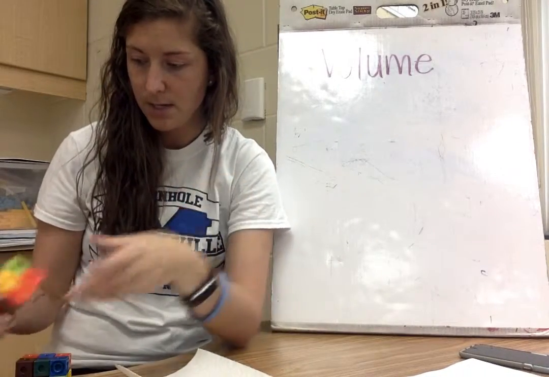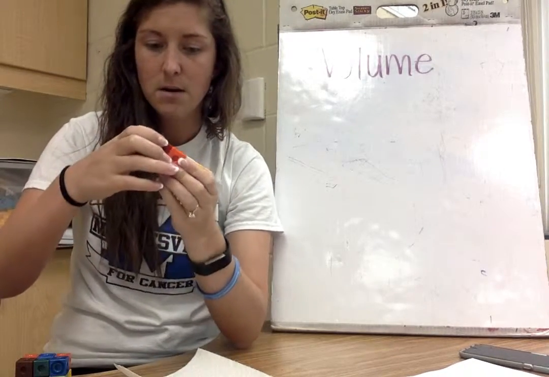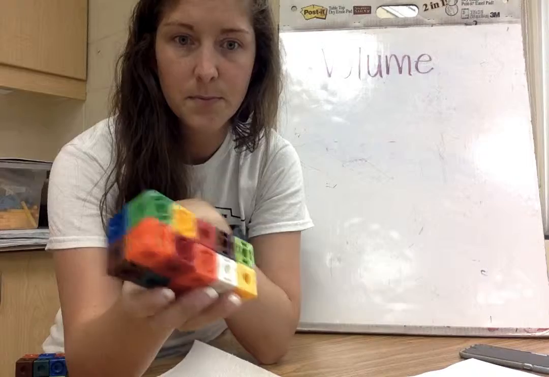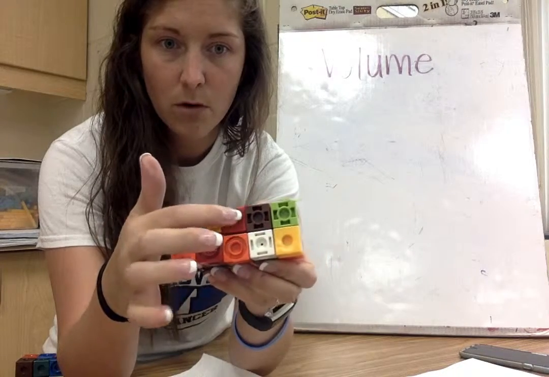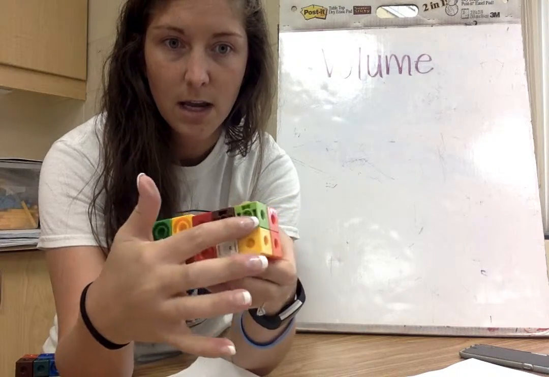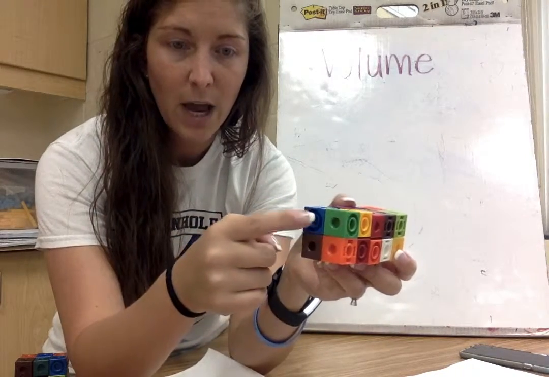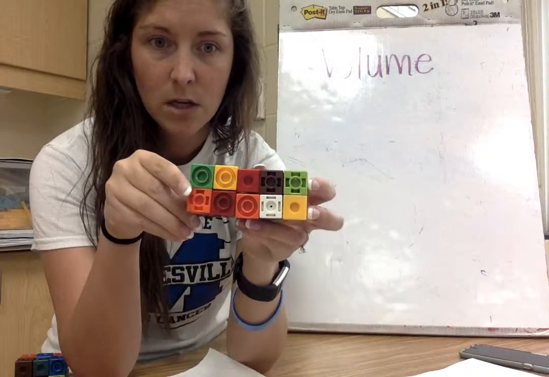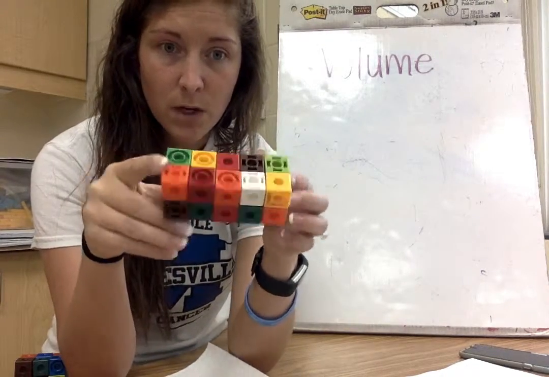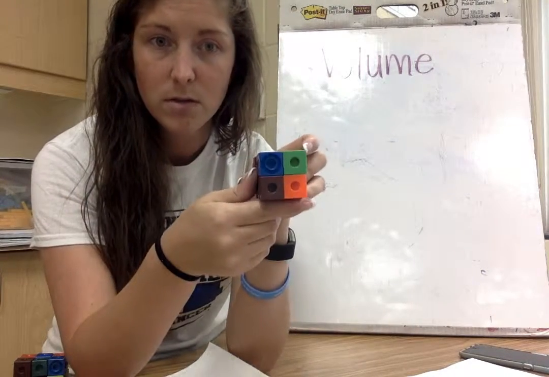Last but not least, we have a little bit of a bigger figure here, and it looks like this. Okay, this right here is my base. So on my base, I have 1, 2, 3, 4, 5, 6, 7, 8, 9, 10 cubes. And I need to look and see how far it goes back so that it has 2 layers. So 10 times 2 I know is 20. So this figure right here has a volume of 20 cubic units.